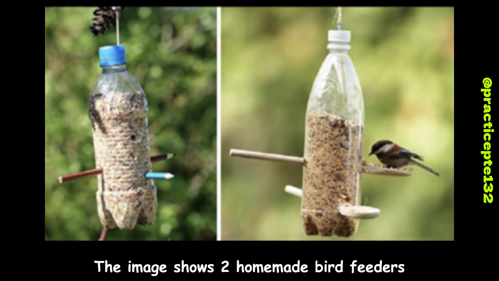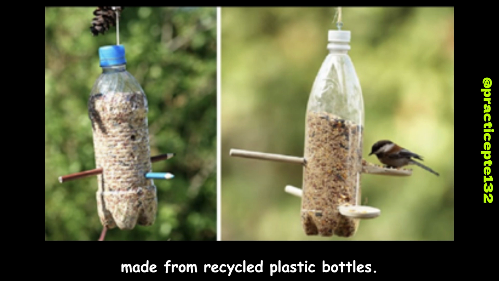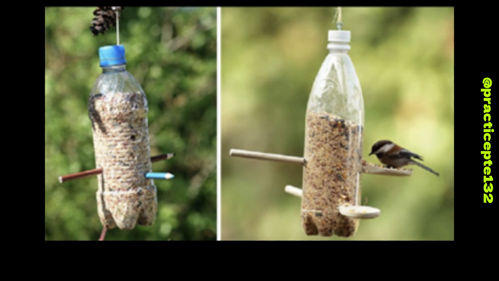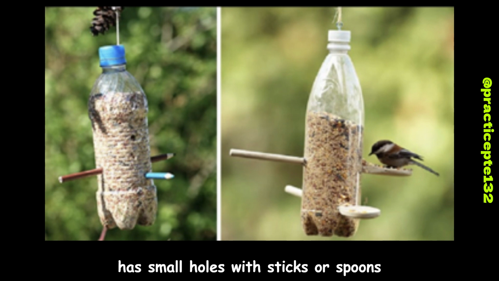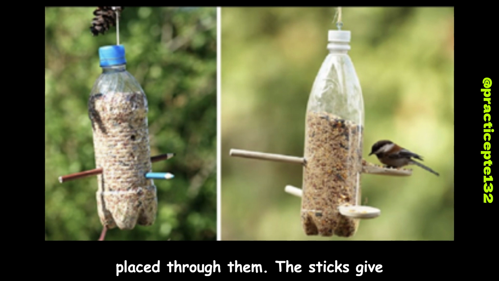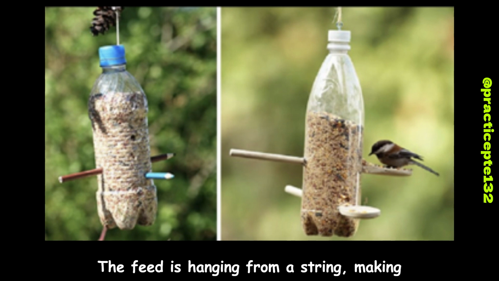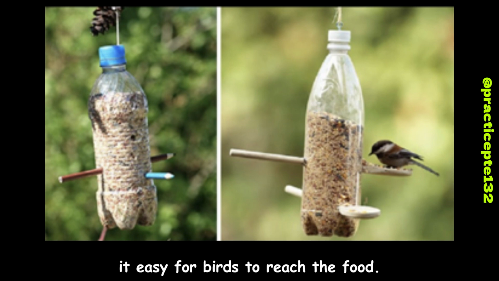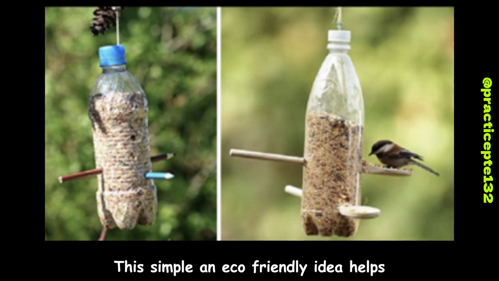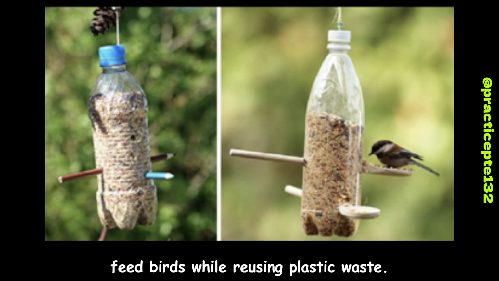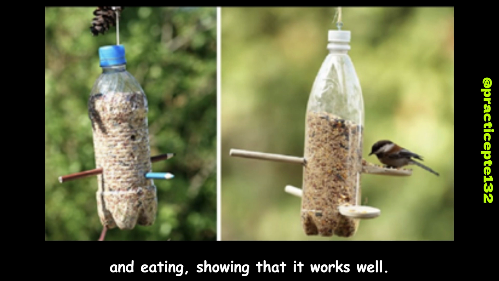The image shows two homemade bird feeders made from recycled plastic bottles. Each bottle is filled with bird seeds and has small holes with sticks or spoons placed through them. The sticks give birds a place to sit while they eat. The feeders hang from a string, making it easy for birds to reach the food. This simple and eco-friendly idea helps feed birds while reusing plastic waste. In one of the feeders, a bird is sitting and eating, showing that it works well.